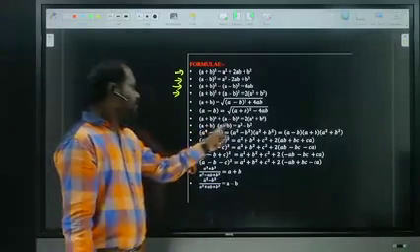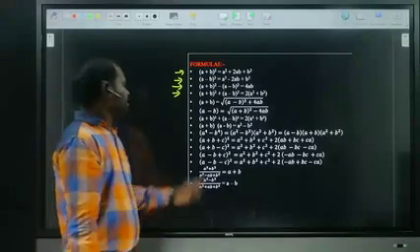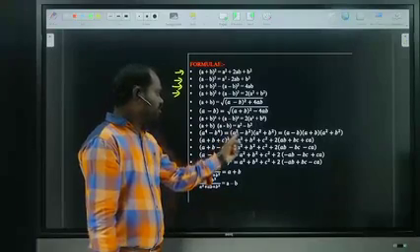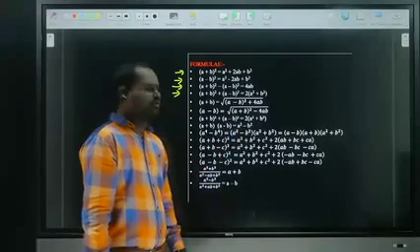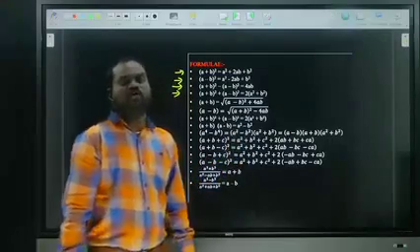A plus b into a minus b is a square minus b square. Now next, a power 4 minus b power 4. We can write this as a square minus b square into a square plus b square. Again in the place of a square minus b square, what can you write? A plus b into a minus b.